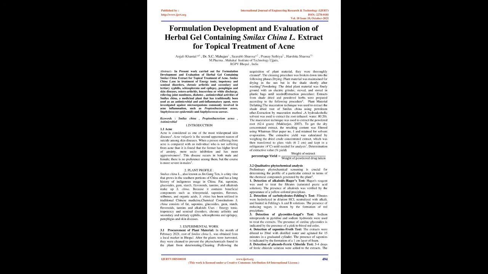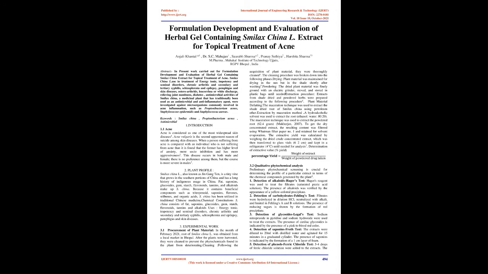2. Plant profile. Smilax China L, also known as Jin Gang Ten, is a tiny vine that grows in the southern portions of China and has a long history of indigenous usage in China. S. China is made up of fat, saponins, glucosides, gum, starch, flavonoids, tannins, and alkaloids. Because it contains beneficial components such as triterpenoid, saponins, flavones, stilbenes, and organic acids, S. China has been utilized in traditional Chinese medicine. Chemical constitutions: S. China consists of fat, saponins, glucosides, gum, starch, flavonoids, tannins and alkaloids.